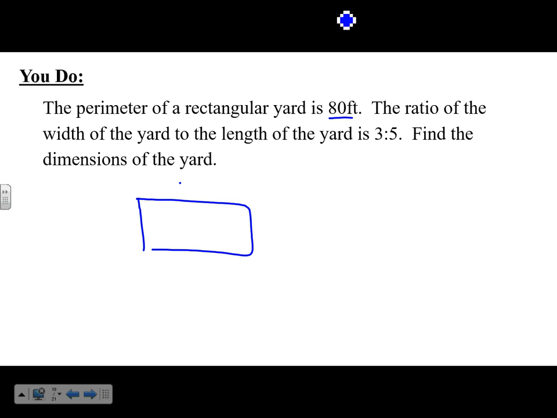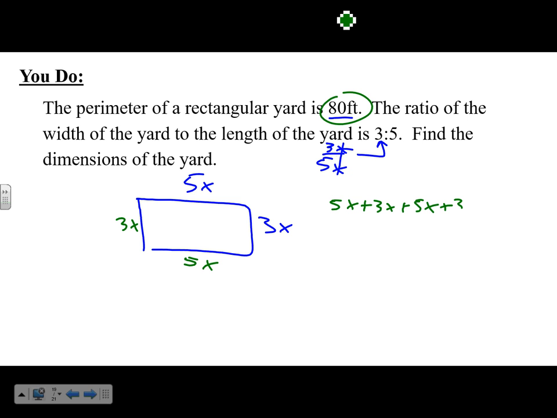Technically, the way I drew it, the 5 should be up here, but it doesn't matter at all. It doesn't matter if you're drawing it to scale. The sides are going to be 5x and 3x, because 3x over 5x, the x's cancel to get you 3:5. Then the perimeter is 80, so add these together: 5x plus 3x plus 5x plus 3x is equal to 80 feet.